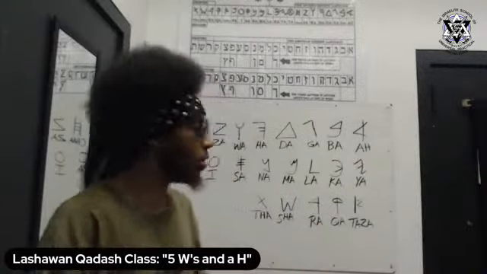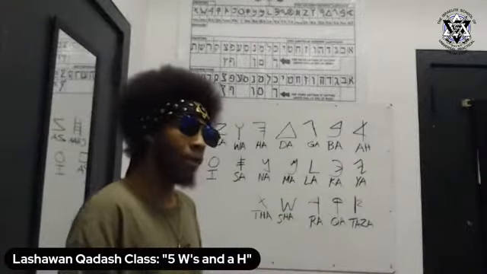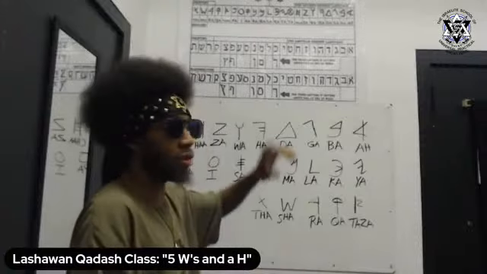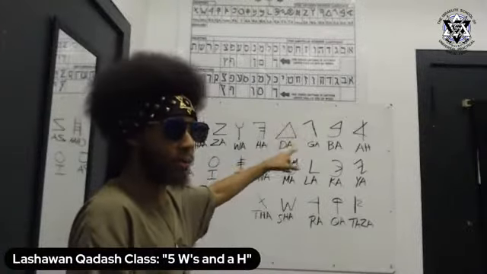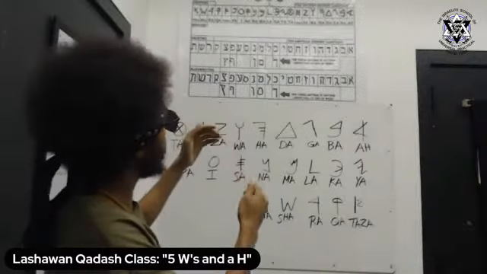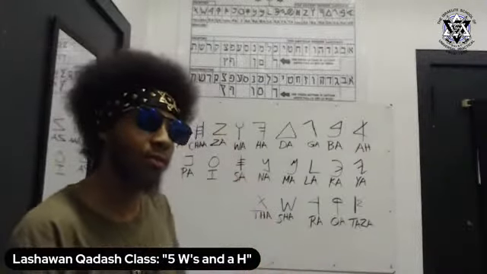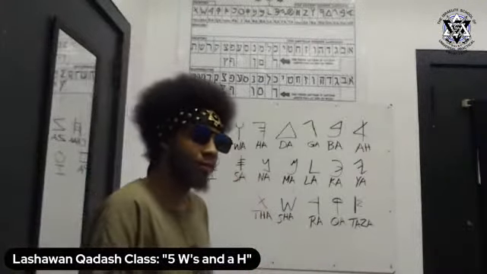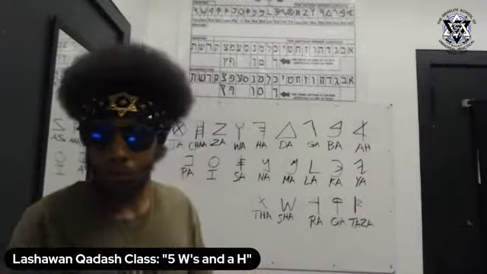Our language, according to the Most High, He gave us a language all the way back to Genesis with Adam, right? And this is our language. The ancient Paleo Hebrew. That's it. Lashawan Qadash. Holy tongue. Okay, that's our language. All right, let's keep going.